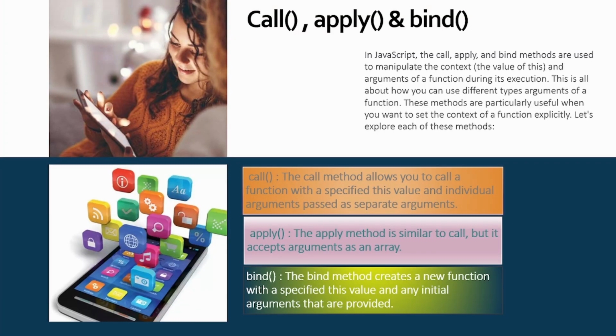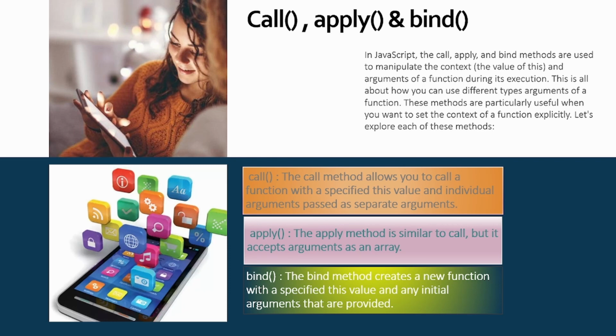In JavaScript, the call, apply, and bind methods are used to manipulate the context and arguments of a function during its execution. This is all about how you can use different types of arguments of a function. These methods are particularly useful when you want to set the context of a function explicitly. Let's explore each of these methods.